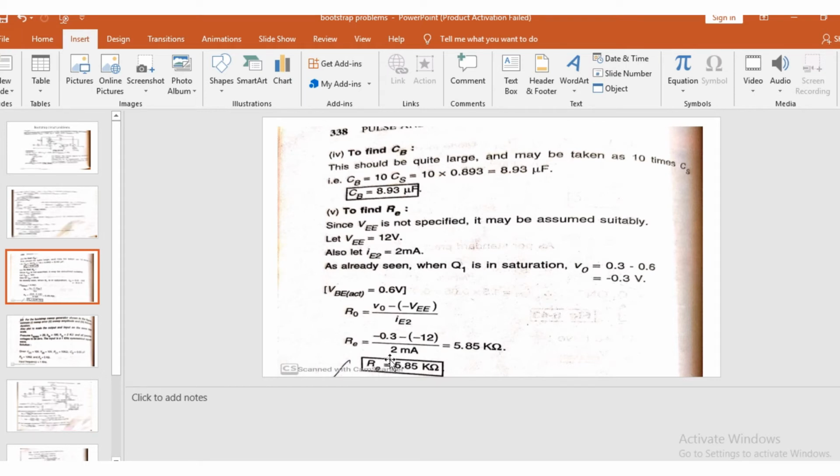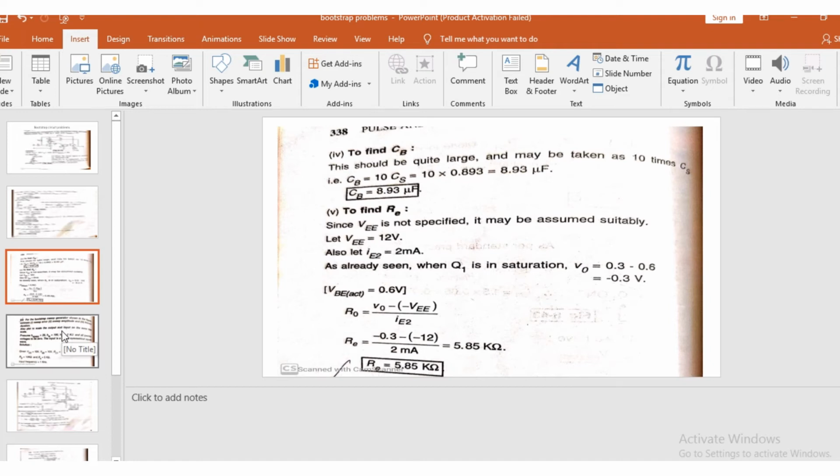Substitute the values there, we are getting a value for RE equivalent to 5.85 kilo ohms. So we have found all the values now. We got the value of RE, CB, CS, RB, and RC1. All the circuit components have been calculated. This is how this problem is going to work.